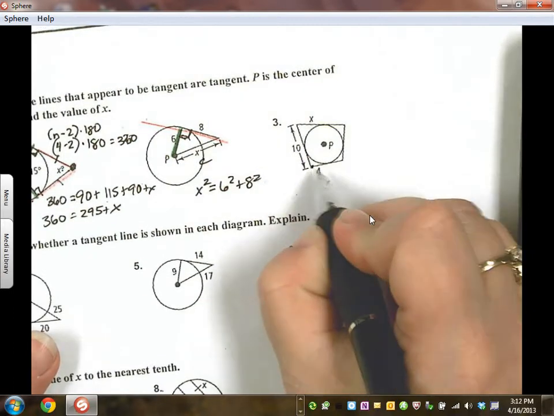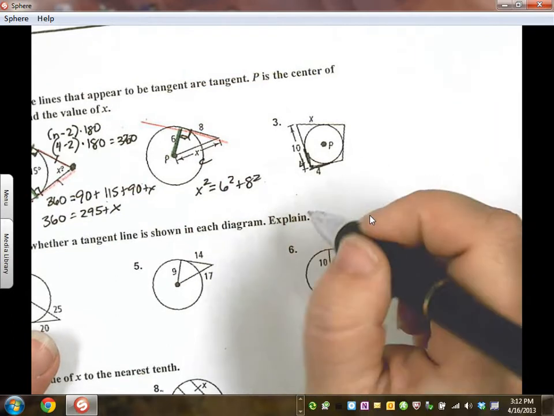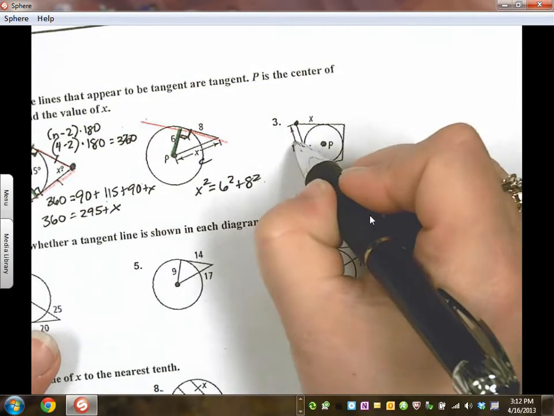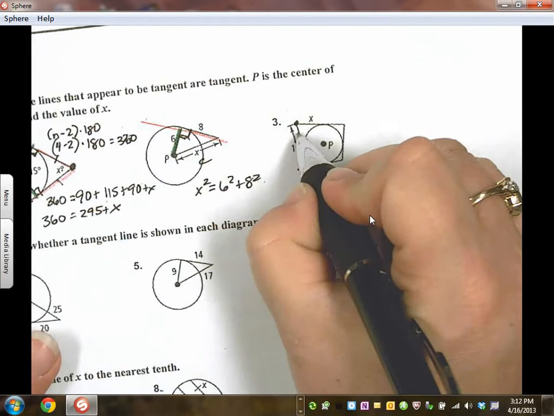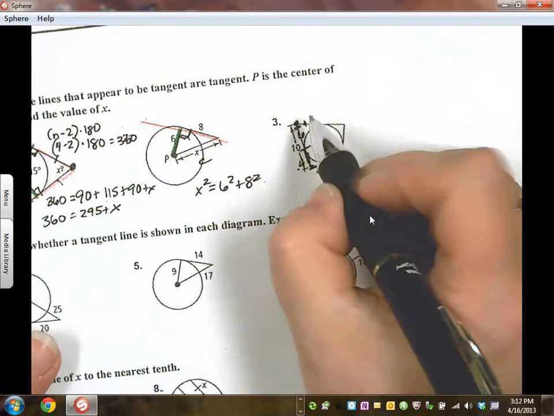Here's a tangent again. That's 4. That means this one has to be 4. So what is the length from here to here? Well, 10 minus 4, or 6. I know that the tangents, once again, are going to be congruent, so that means x is 6.